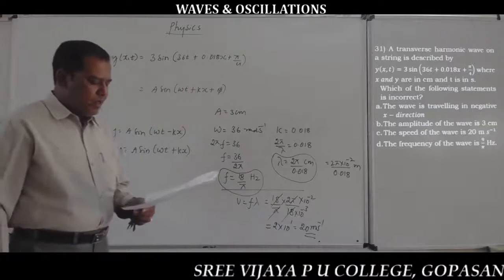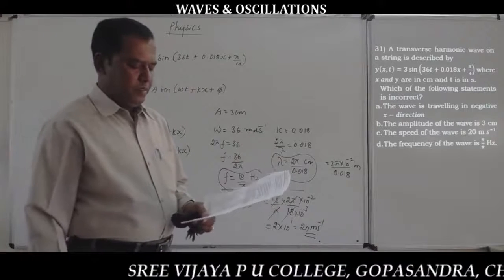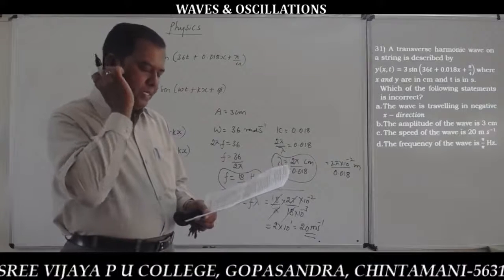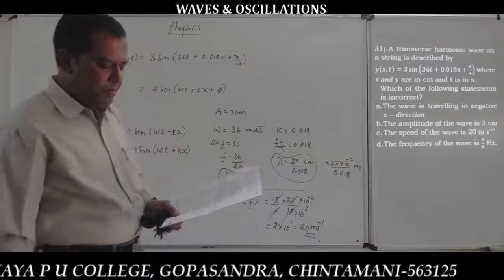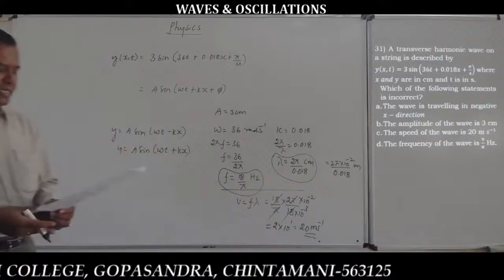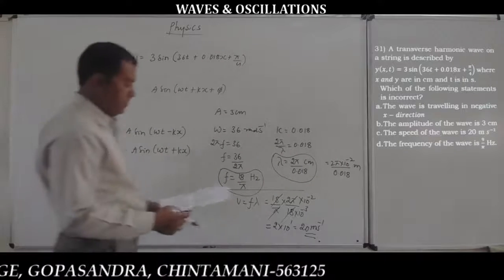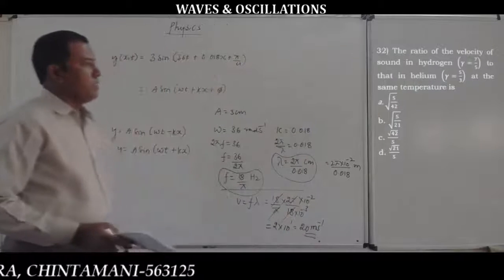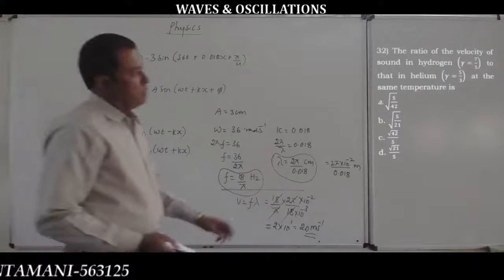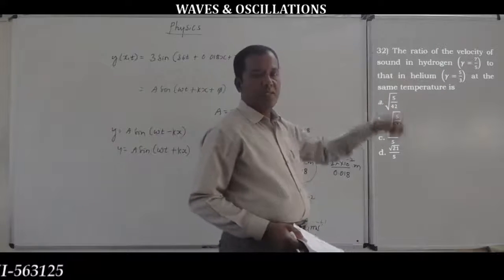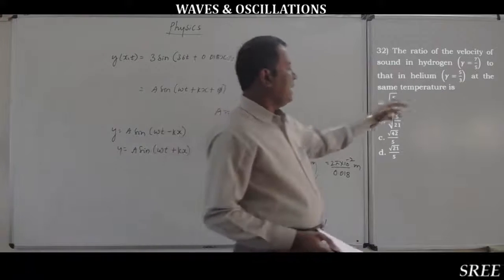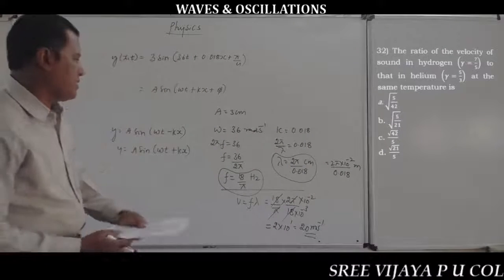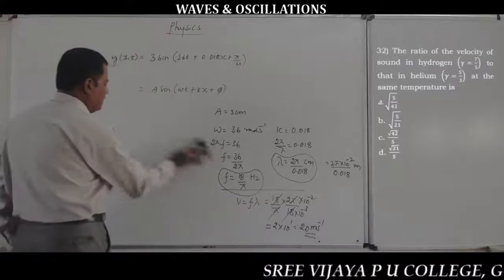Question number 32. The ratio of the velocity of sound in hydrogen, gamma is given as 7 by 5, that is the ratio of specific heat capacities, so that in helium, gamma is 5 by 3, at the same temperature is. So we should consider the same temperature.